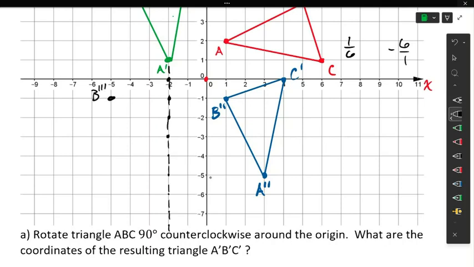And for A, this is what? 1, 2, 3, 4, 5. I'm going to go 1, 2, 3, 4, 5. This right here is where A triple prime goes. And the last one is C, which is what? 1, 2, 3, 4, 5, 6. I have to go 1, 2, 3, 4, 5, 6. This is where C triple prime goes.